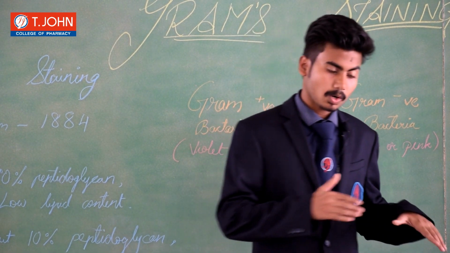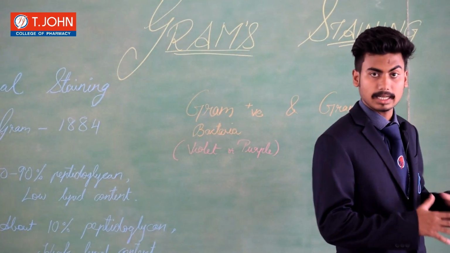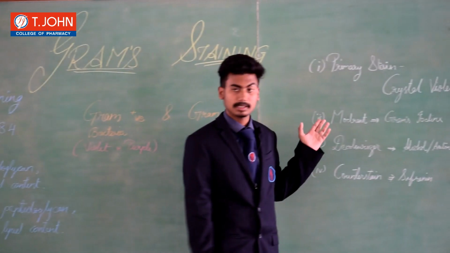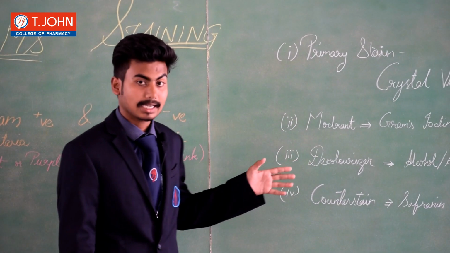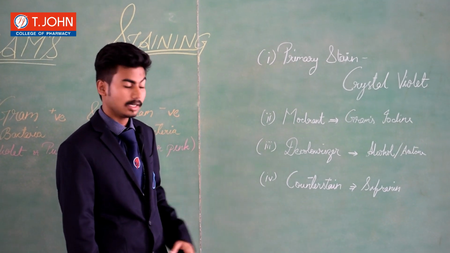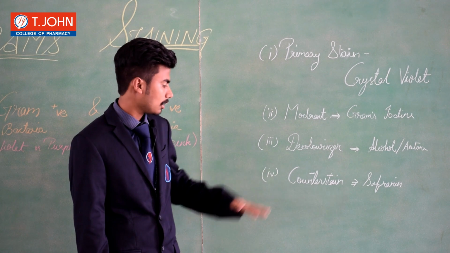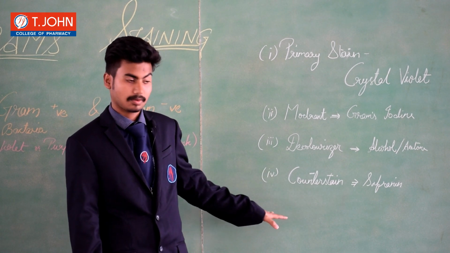And now moving on to the principle of the gram staining, four chemical reagents are used. One is the primary stain, which is the crystal violet. Second is a mordant called the gram iodine. Third one is a decolorizer, which can be either alcohol or acetone. Fourth is a counter stain called safranin.